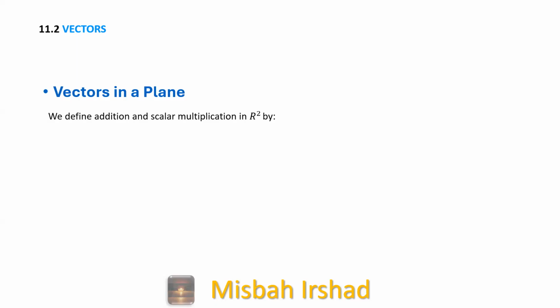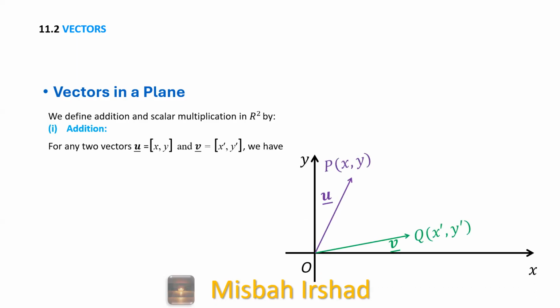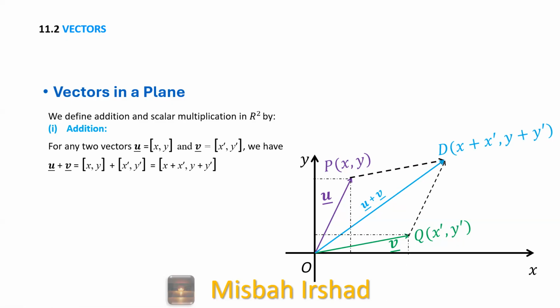Now we'll define all the properties of vectors in terms of components. If we have two vectors u and v with components x, y and x prime, y prime, as shown in the figure, then their sum is the sum of corresponding components. So u plus v has x component x plus x prime, and y component y plus y prime. So by adding corresponding components, we get the sum of these two vectors.